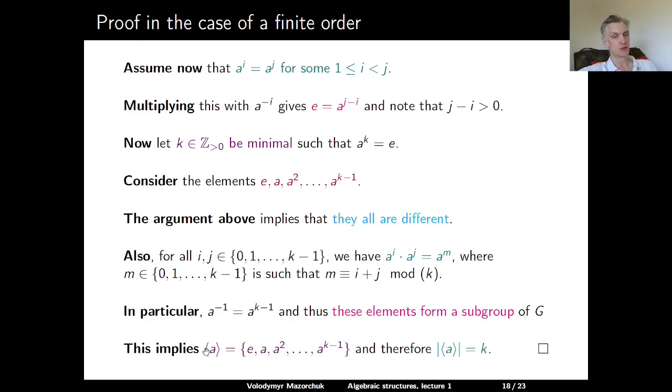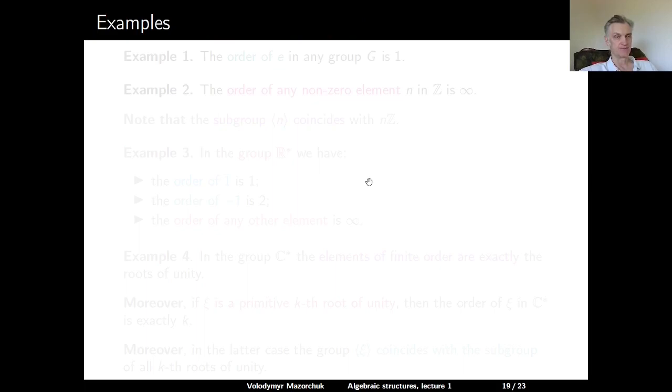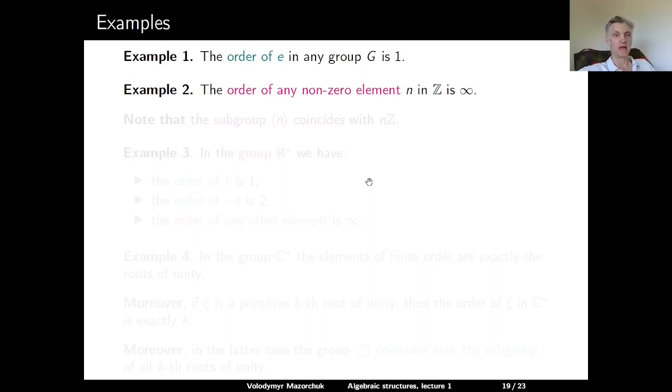So this means that the subgroup generated by a consists of exactly these elements, and so the order of the element a is exactly k, because these elements are different. Here are some examples. Example 1, the order of the identity in any group is 1. That's obvious. Example 2, the order of any non-zero element in the additive group of integers is infinity. That's because the subgroup generated by any non-zero element n just coincides with all integers divisible by n. This has infinitely many elements.